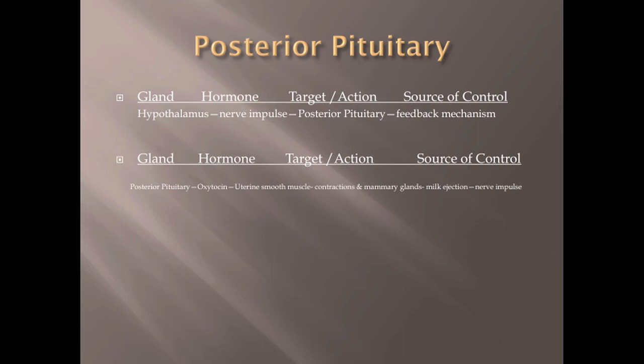So an example of what the chart will look like for that would be the hypothalamus is the gland, the hormone, it's not a hormone, it's a nerve impulse, and the target or action is the posterior pituitary. And the source of control is the feedback mechanism. And then for the posterior pituitary, the hormone that it will secrete is oxytocin, and then the target and action is the uterine smooth muscles, contractions, and the mammary gland is the milk ejection, and source of control was a nerve impulse.